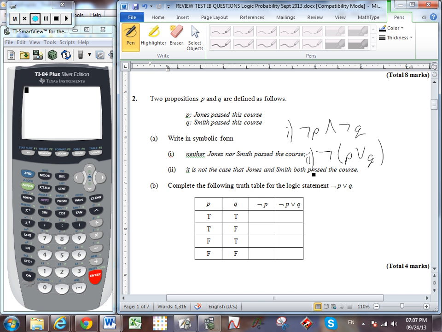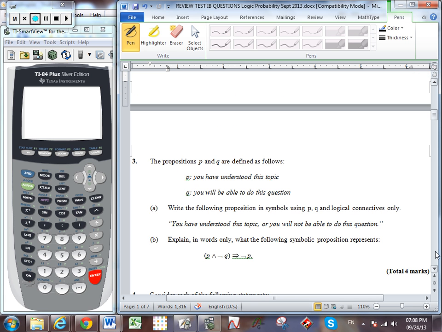Part B, here's the truth table. So, not P. And now we need to combine this in an OR with Q, so I'm combining these two with an OR. With an OR, that's very inclusive, and so as long as I've got at least one true, I'm okay. The only time an OR is ever going to be false is when I've got false, false. And there's your truth table. Number three.